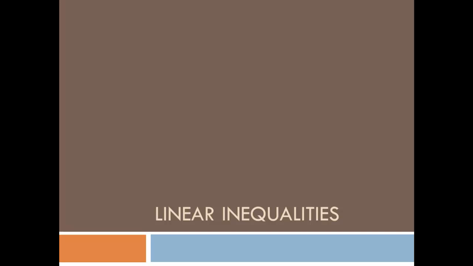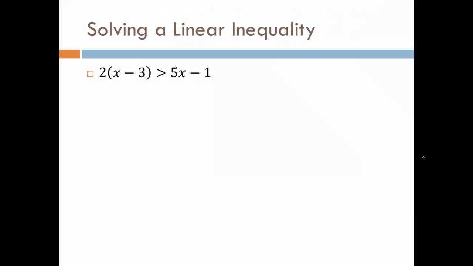In this lesson, we will look at a couple examples illustrating how to solve linear inequalities. Here's the first example. 2 times the quantity x minus 3 is greater than 5x minus 1. Now, to solve a linear inequality, we use the same processes to solve a linear equation. Namely, we simplify any expressions, we combine like terms, and in the end we try and isolate the variable.